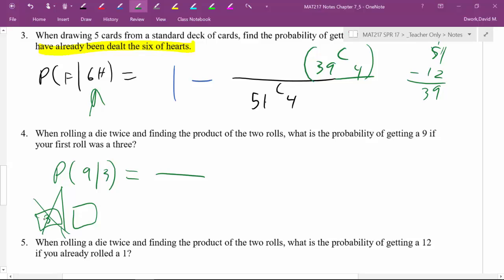So now just how many total outcomes are left in this scenario? Well, there's a total of 6 possible outcomes, whatever my die can roll. It can either roll a 1, a 2, a 3, a 4, a 5, or 6. So there's 6 possible outcomes. One decision, 6 choices, right?